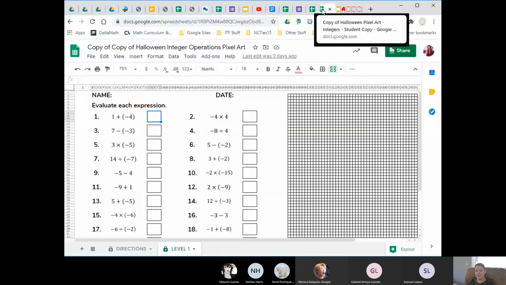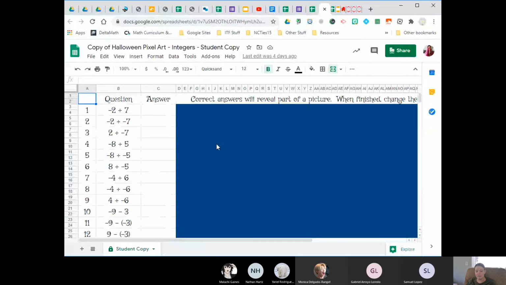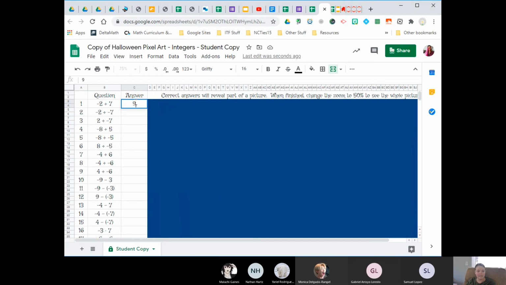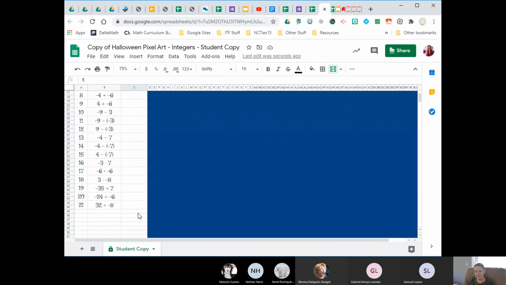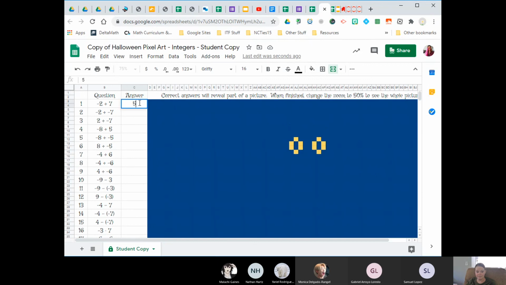So I'm going to show you a different one so you can see what happens. So this is not the one you're doing. So I have -2 plus 7. And let's say that I type in my answer as 9. And you notice that nothing happens. But if I type in the correct answer, you can see some colors pop in that weren't there before. And whenever you solve all of these correctly, there is going to be a picture over here for you to see that is Halloween related.